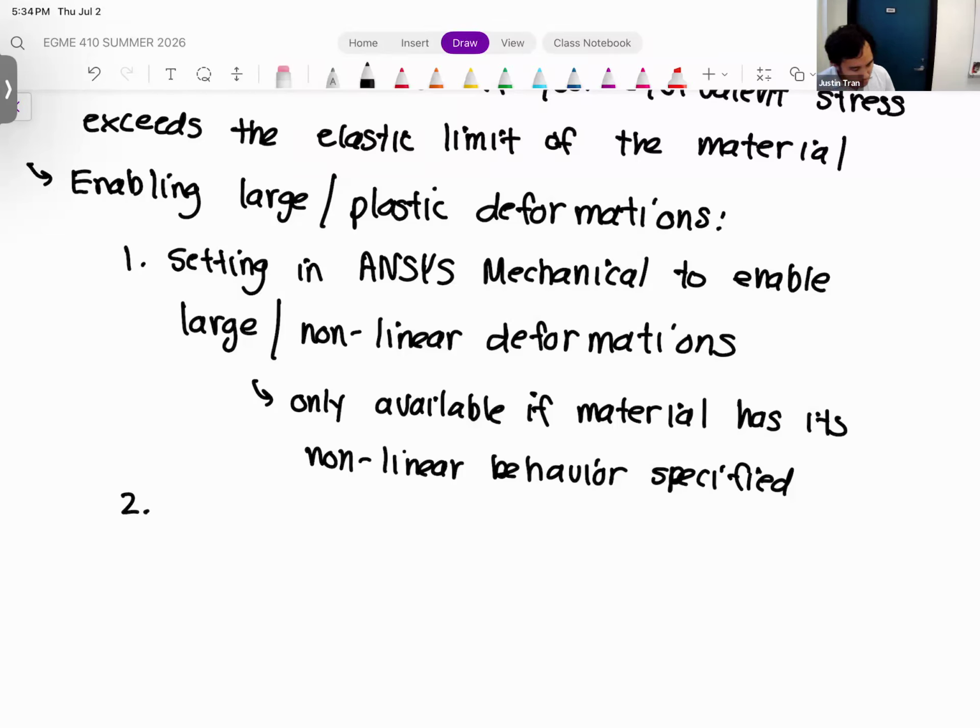Okay. And number two, to fully specify the nonlinear behavior of a material is actually a bit cumbersome. There's a lot that's involved in it. But the smallest thing you could at least do is program in the change in stress strain behavior within the plastic region. Specifying the plastic behavior.